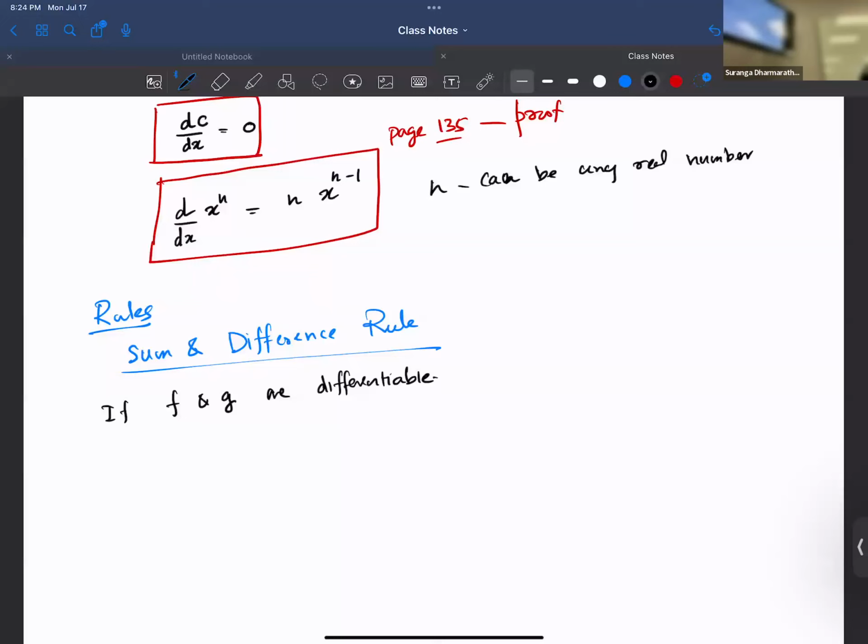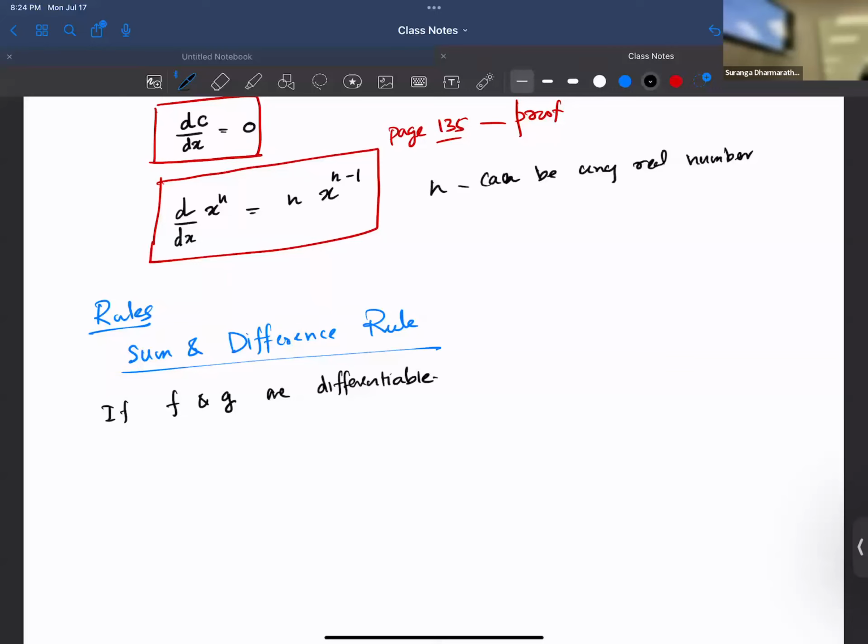Is there something in the book related to that? Yeah. That's in the domain of methods.